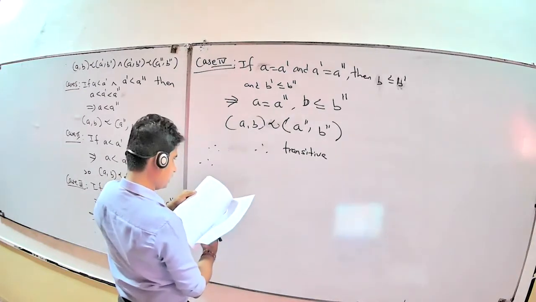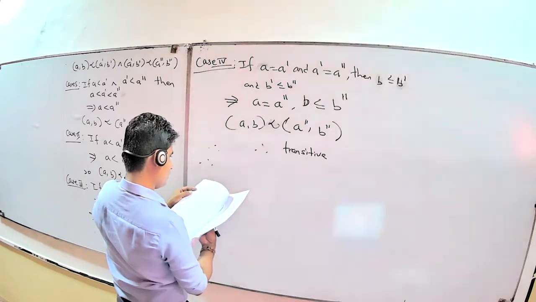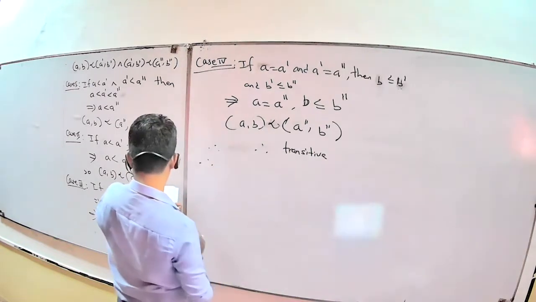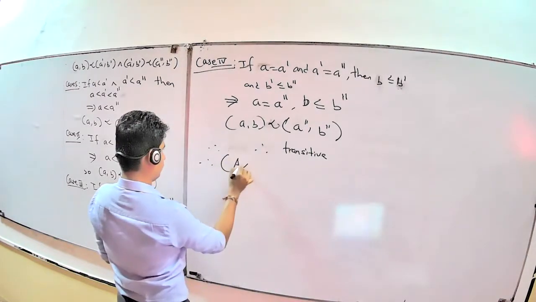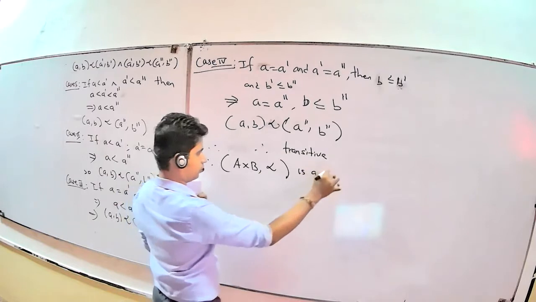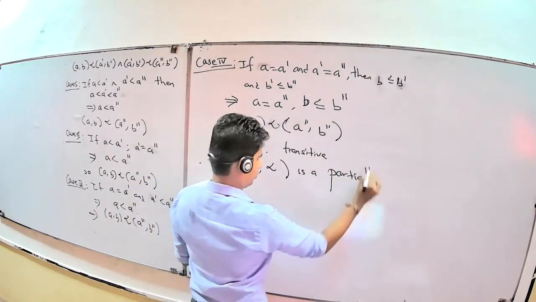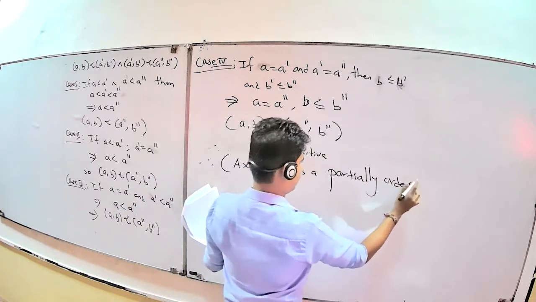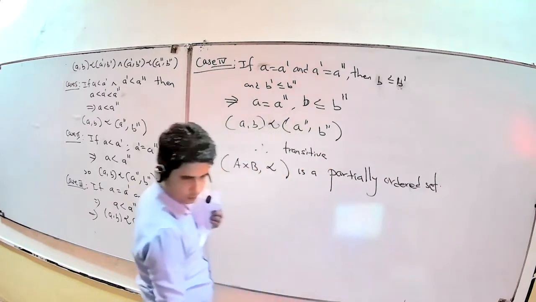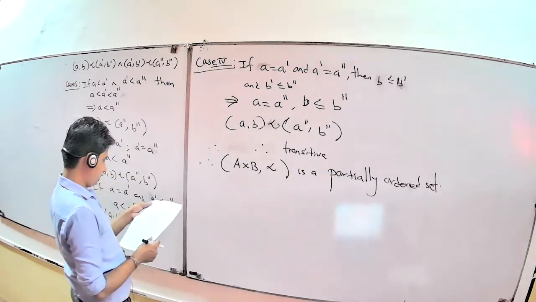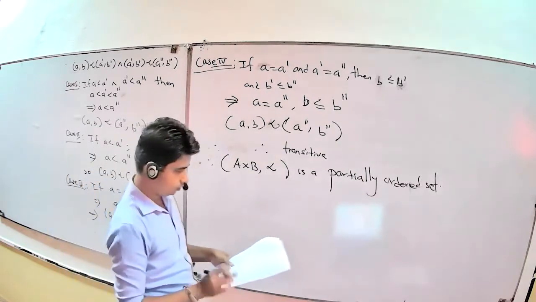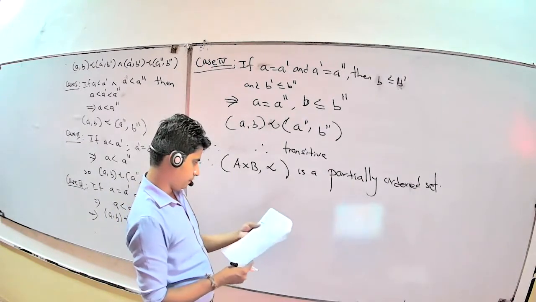Set A cross B, no? Yeah, set A cross B. Okay, A cross B. Set A cross B relation. The relation is a partially ordered set, and each of the elements are comparable. Therefore, it is a totally ordered set, right? Okay.